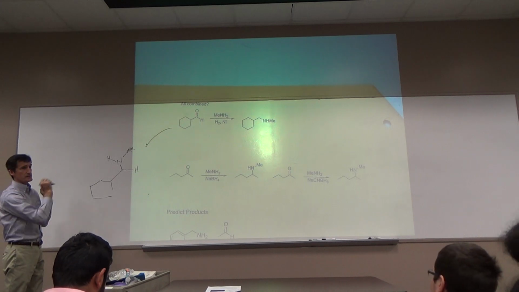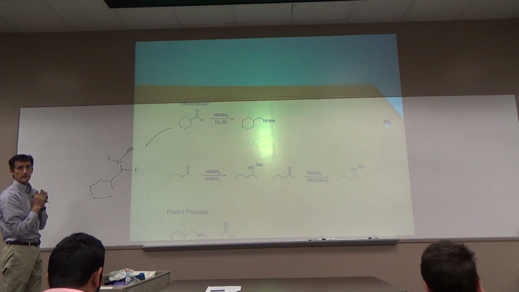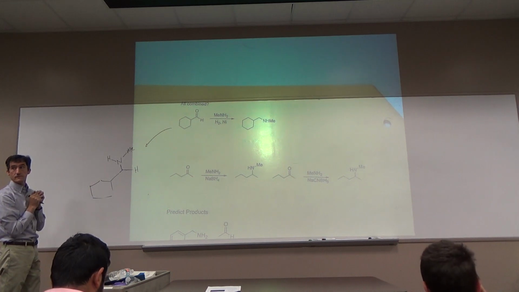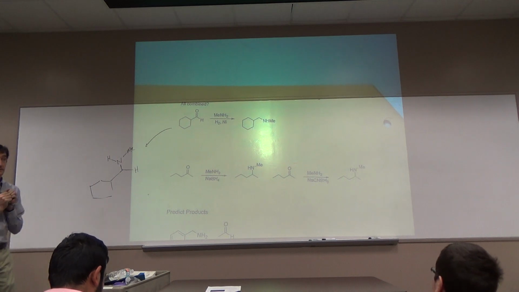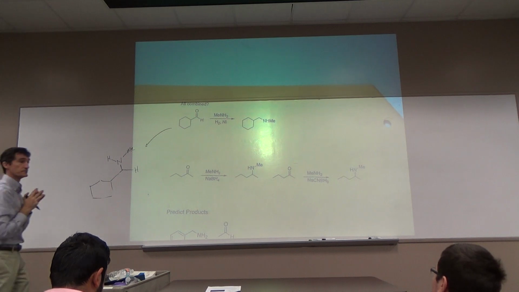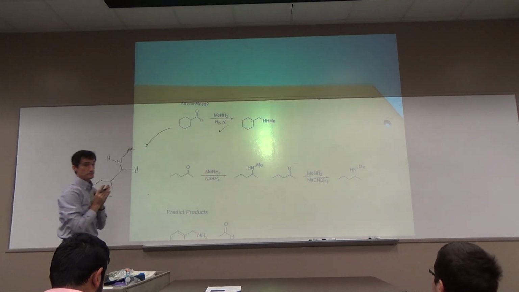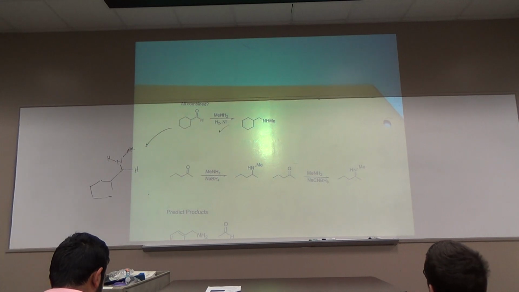That and that over there is the same thing. I've just got the bond rotated. Everybody see it? So that's it. We made the imine and then we reduced it. You can do it all together there. That works. That's a reductive amination that's done all combined, one flask.